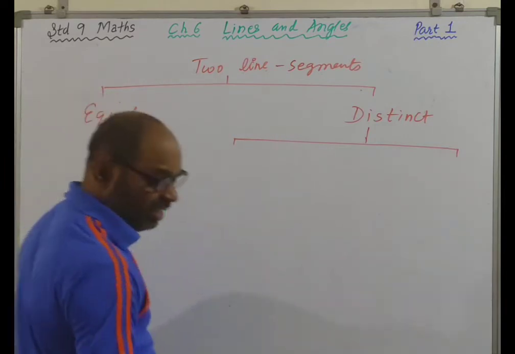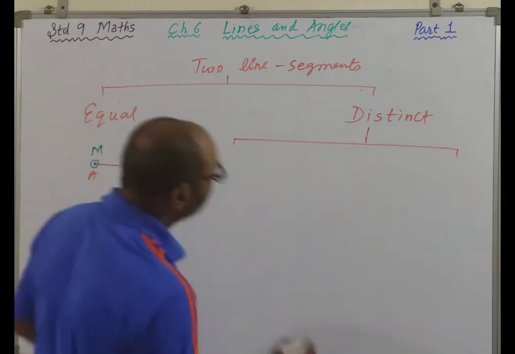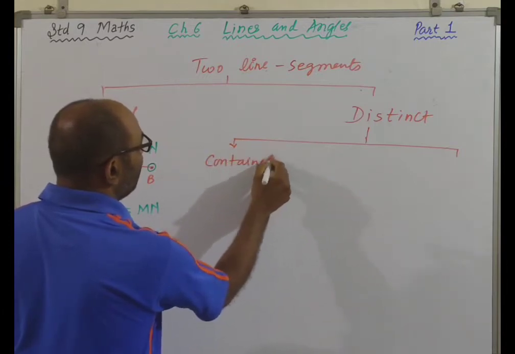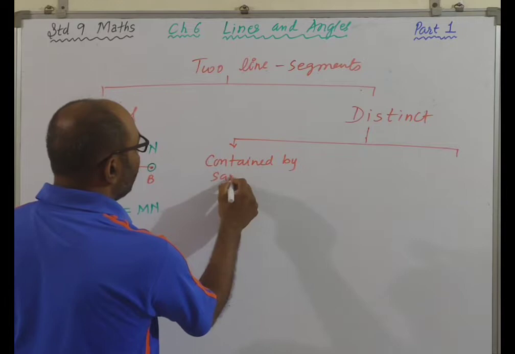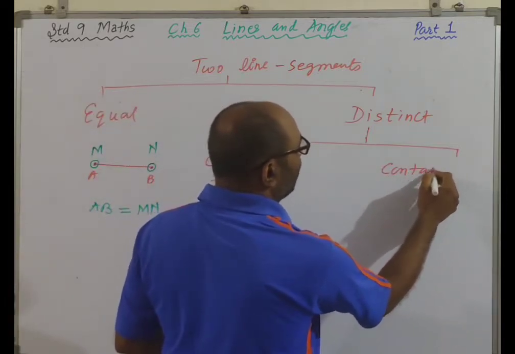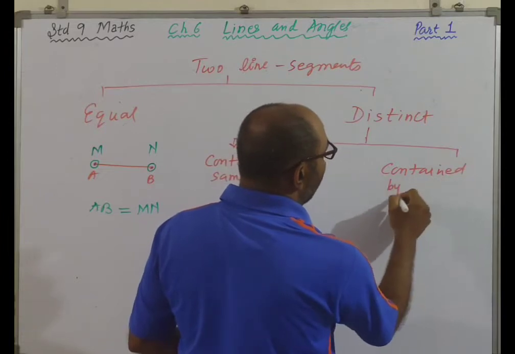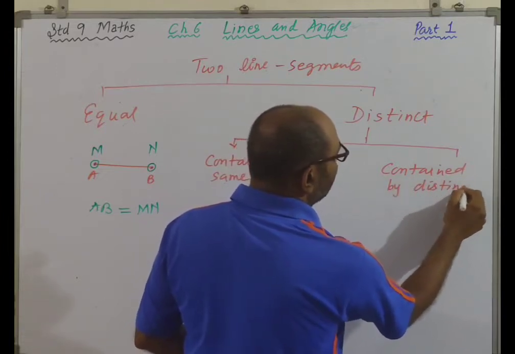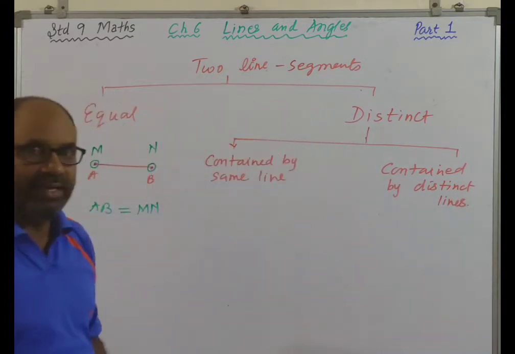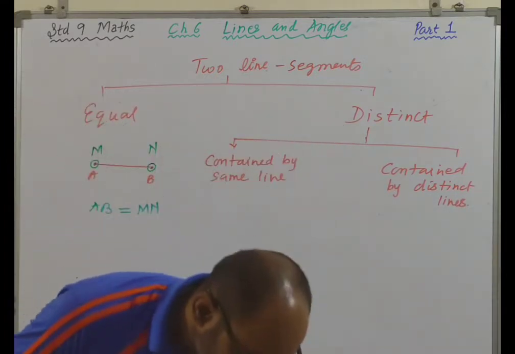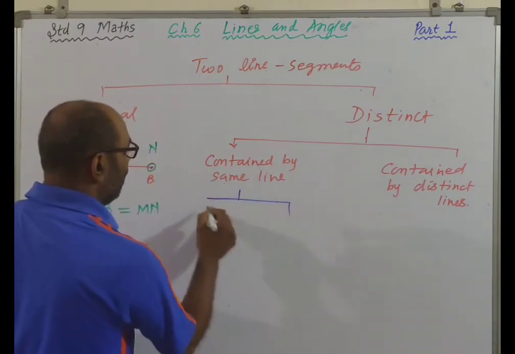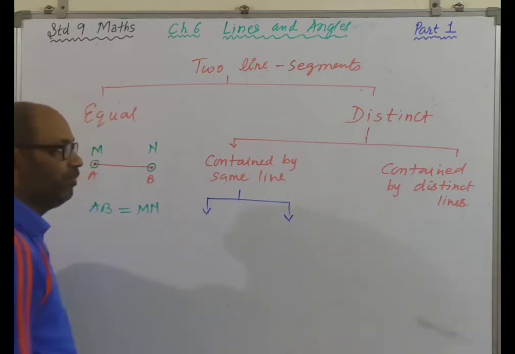Now we will talk about distinct line segments. Distinct line segments kaise honge? Contained by the same line and contained by distinct lines. Two types ke honge. Here also there will be two situations. Let's see, I'm drawing the figure and showing you.